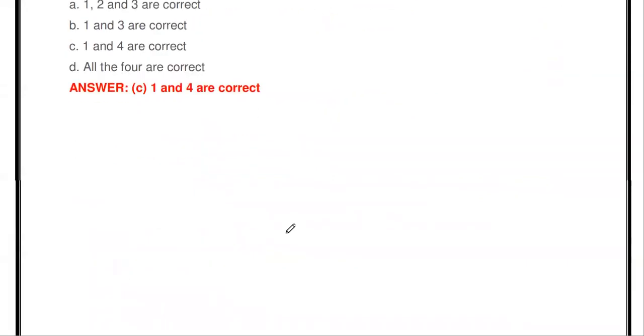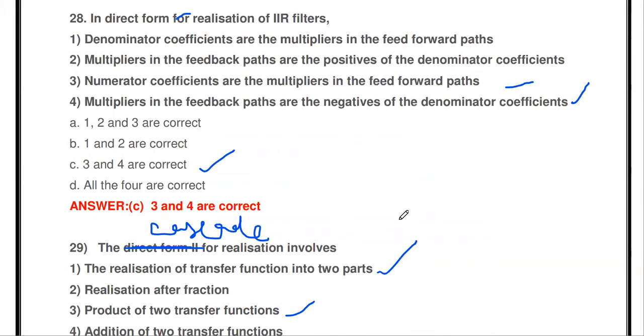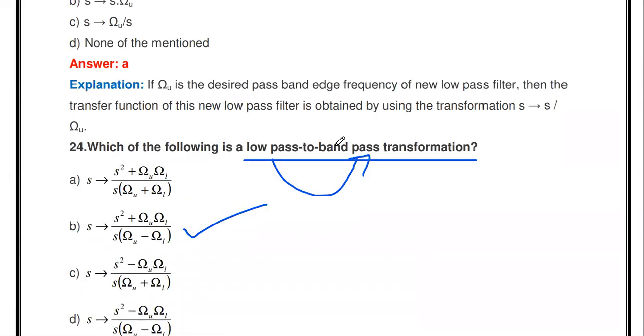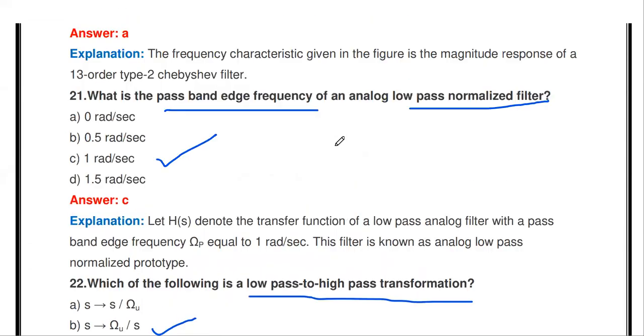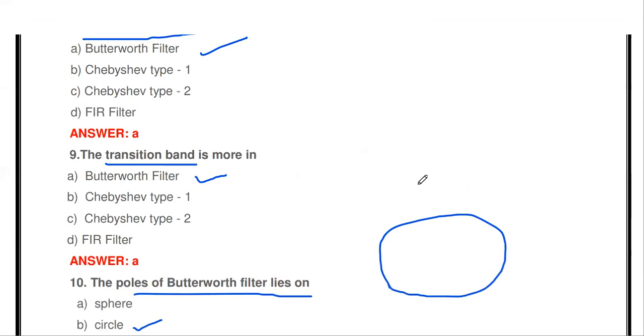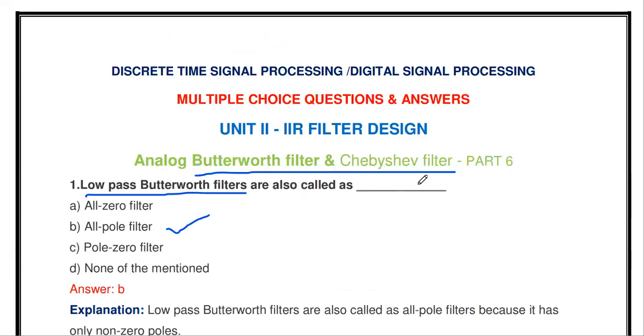Okay, so these are some of the questions about the analog Butterworth filter and Chebyshev filter. While designing the IIR filter, first we have to design the analog approximation of the particular low pass IIR filter, then we have to convert it into the corresponding digital filter using some transformation technique. So in the next video, we will see the analog to digital transformation techniques for the IIR filter. Okay, we'll see in the next video.